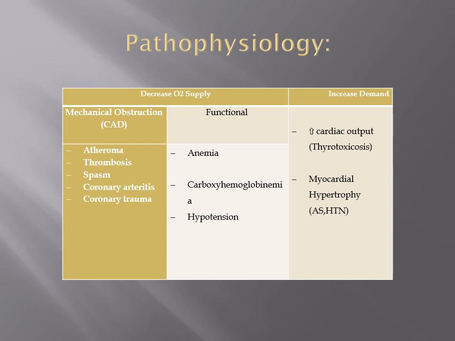Number 1, decreased myocardial oxygen supply. This may be functional, as in cases of anemia, carboxyhemoglobinemia, or hypotension, or it may be due to mechanical obstruction of the coronary arteries due to the presence of atheroma, thrombosis, spasm, coronary arteritis, or coronary trauma. Or, on the other hand, myocardial ischemia may develop as a result of normal supply but increased demands, as in case of number 1, increased cardiac output, as in thyrotoxicosis, or number 2, myocardial hypertrophy, as occurs in aortic stenosis and systemic hypertension.